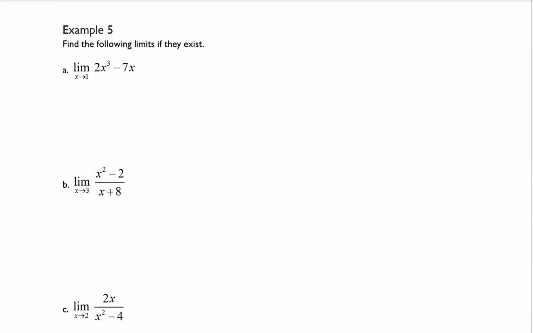Example 5 wants us to find the following limits if they exist. Part A wants us to find the limit as x approaches 1 of 2x cubed minus 7x. Now, this is an example of a polynomial, so based off the properties that we saw previously, we can just plug in and substitute 1 to calculate our limit. So it's going to equal 2 times 1 cubed minus 7 times 1, which is 2 minus 7, which equals negative 5. So our limit there is equal to negative 5.